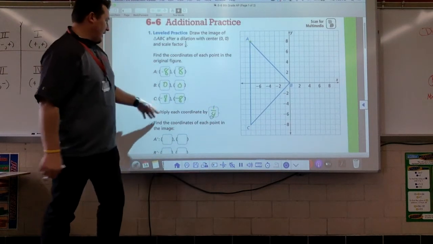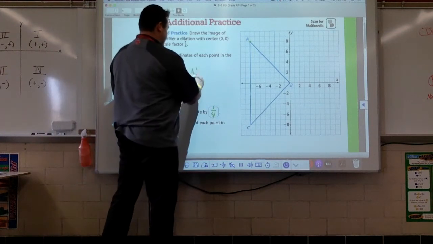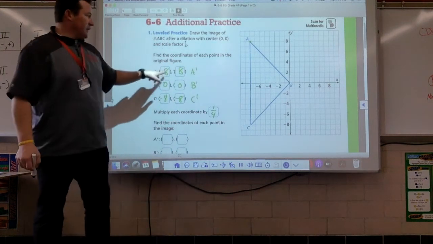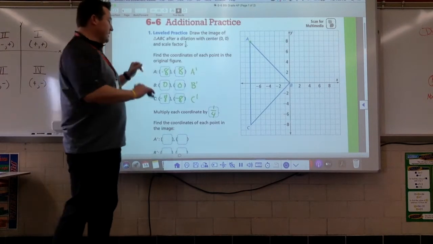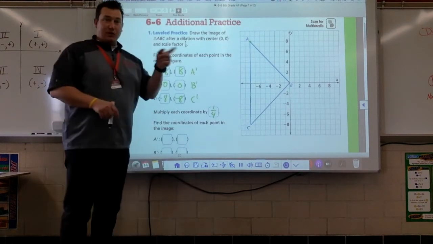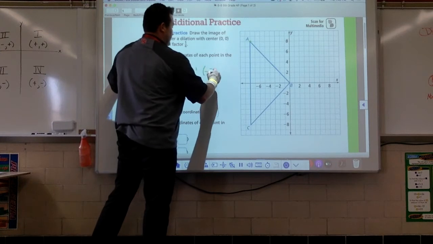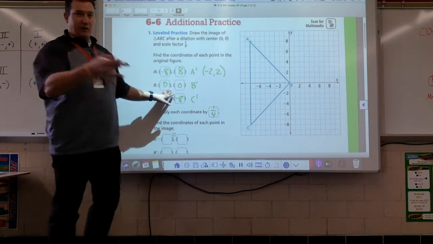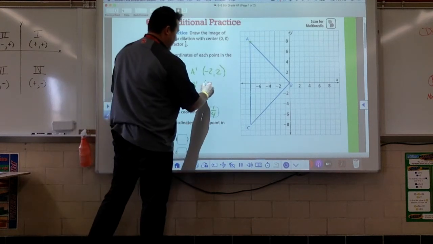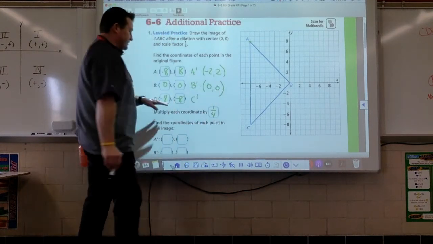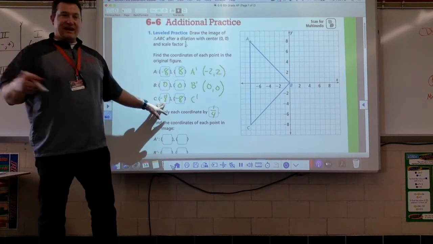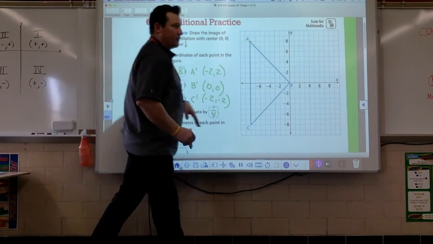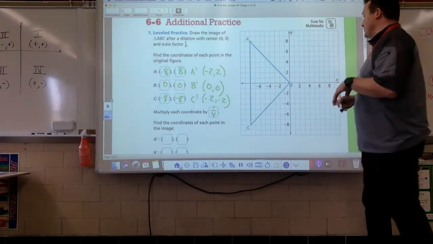I'm going to put A prime and all of them over here so that you can see both of them, and then we'll graph it. I'm just multiplying the coordinates by 1/4. That's all we're going to do. So -8 times a fourth is -2, and 8 times a fourth is 2. Same thing happens here. We multiply both of those coordinates by 1/4, and it still turns into 0. And -8 is my last point, so we multiply both of those by 1/4. That gives us -2, -2.